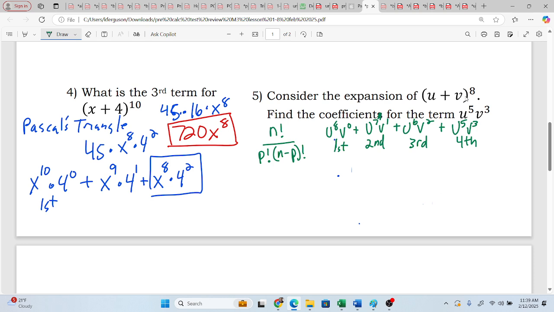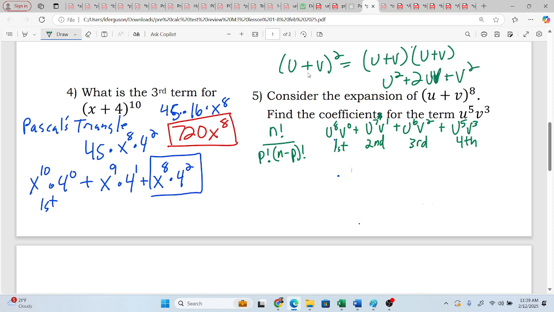Okay, I know that when we're doing this expansion, let me just do something simple so you can get where I'm coming from. I want to expand u plus v to the second power. So I take u plus v times u plus v, and I multiply those and I get u squared plus 2uv plus v squared. That's the expansion of this.